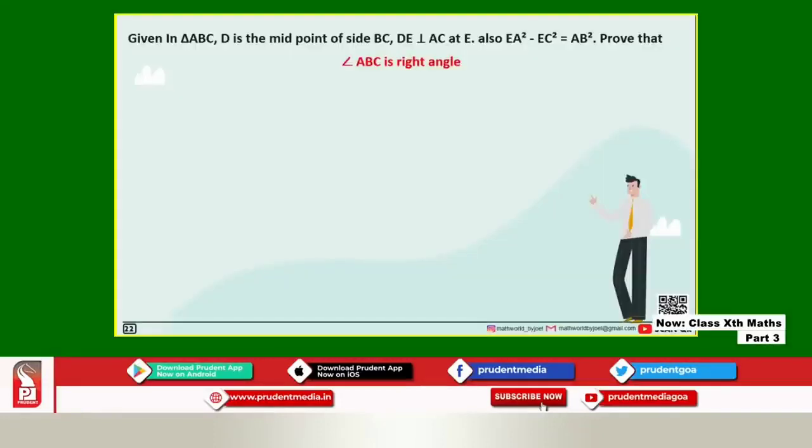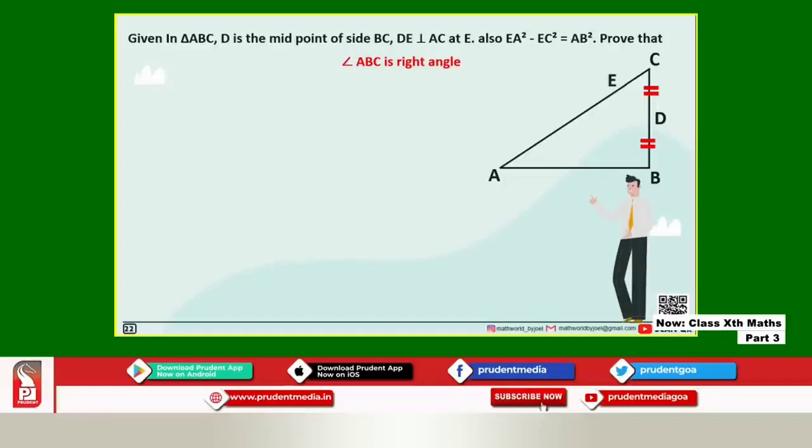Given in triangle ABC, D is the midpoint of side BC, DE is perpendicular to AC at E, also EA square minus EC square is equal to AB square. Prove that B is a right angle. Okay, so let's draw a figure first. So I have a triangle ABC. D is a midpoint. So once I mark that D, the other parts DC and DB are equal. So I've done that.